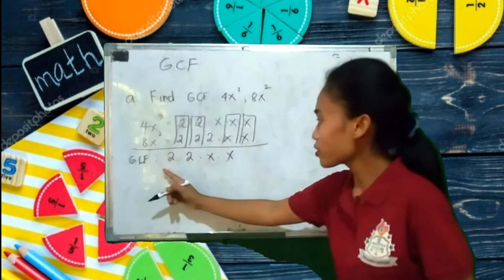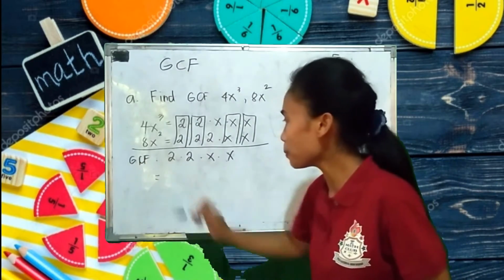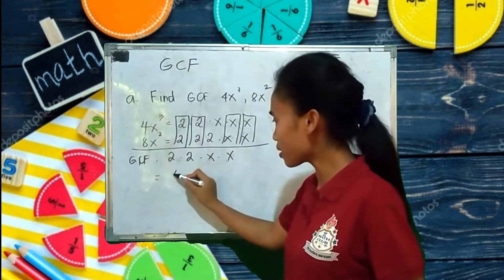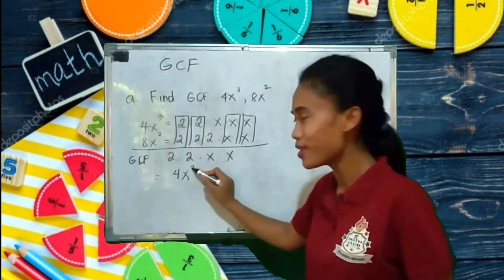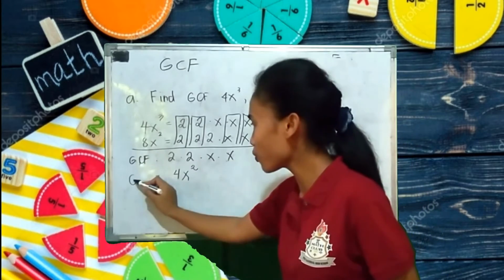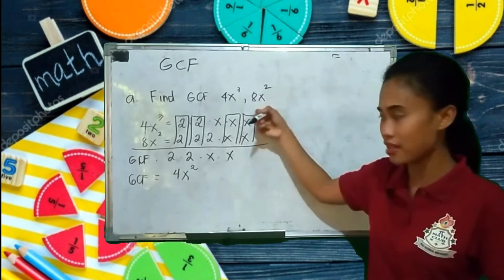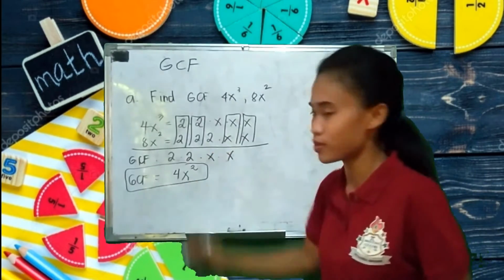Okay? So after we identify, then we now multiply the common factors. So we have 2 times 2 is 4 and x times x is equal to x squared. Therefore, we say that the GCF of 4x cubed and 8x squared is equal to 4x squared.